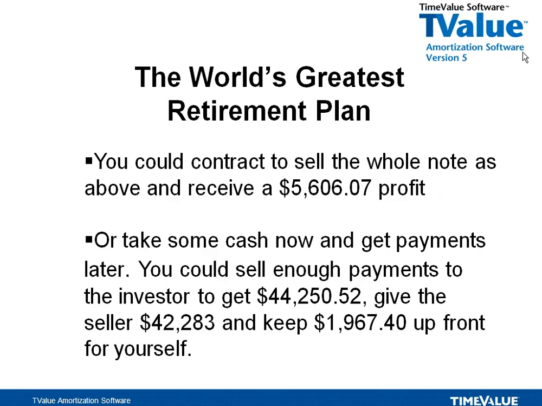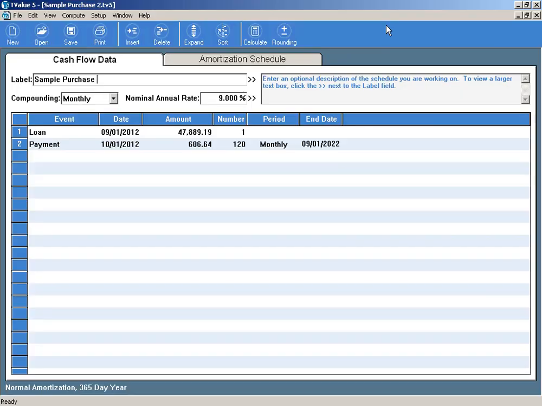So let's go to TValue, and I'll show you how this works. I'm also going to explain why that amount is odd. I basically wanted to keep that simple there with the cash flows, and I'll show you how that works. And you can back into different variables in TValue.